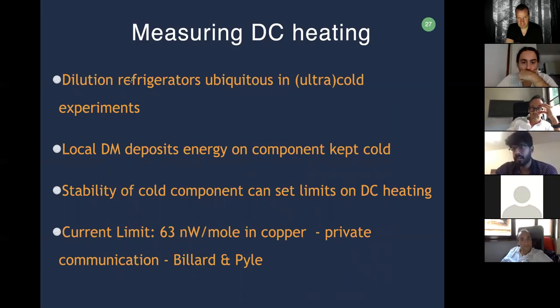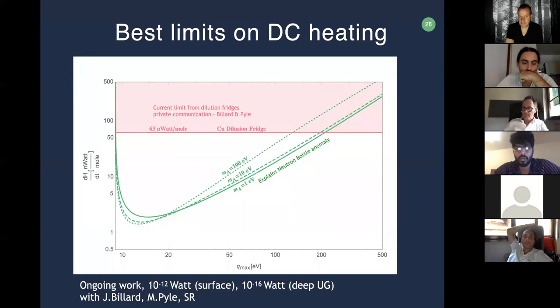They're ubiquitous in these cold experiments that the experimentalists use. So you can ask a question: local dark matter deposits energy on the component that's kept cold, and the stability of the cold component gets at limits on DC heating. The current limit, so this is again private communications, there is not a paper yet, is around 63 nanowatt per mole in copper. Okay? So let's see what limit that sets, how much of the parameter space gets removed.